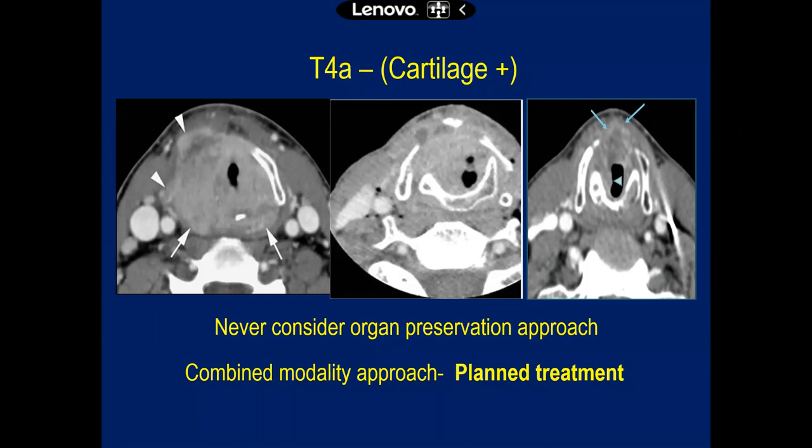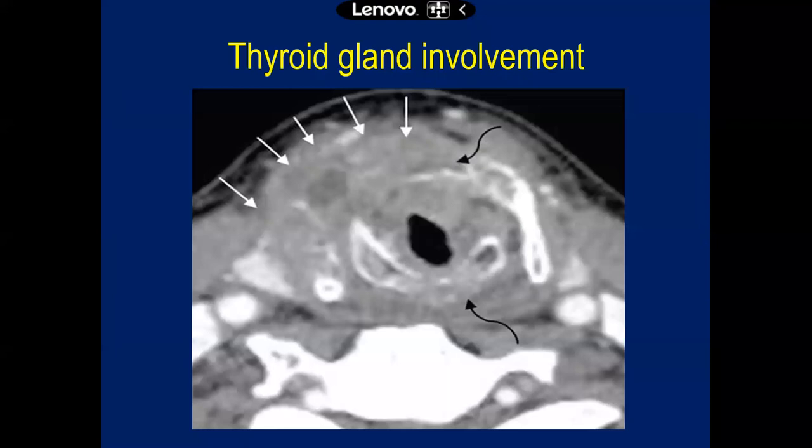So what about the artery? What about the prevertebral fascia? What about the thyroid? Because then you need to modulate. Here you have an extensive skin involvement. Thyroid cartilage destruction is present. And the patient also has thyroid gland involvement. So you have to consider thyroidectomy, hemithyroidectomy for this patient, and you do the surgery.